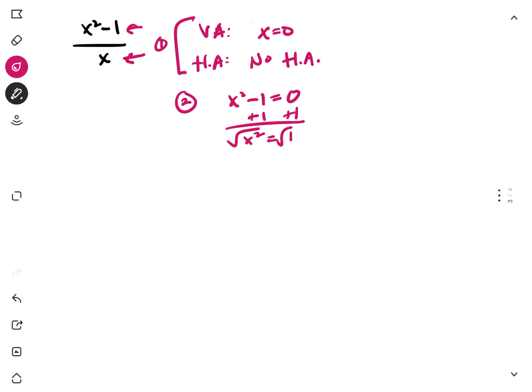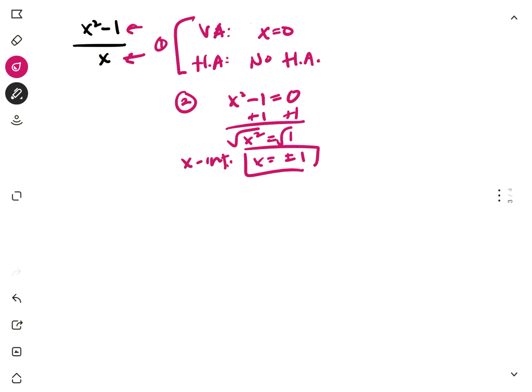And then square root. So we have positive and negative 1 for our zeros on top, right? Because 1 squared minus 1 is 0. Negative 1 squared is 1, minus 1 is 0. Okay, so these are our x-intercepts.